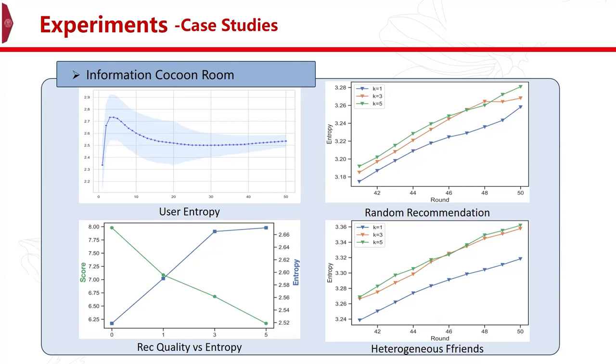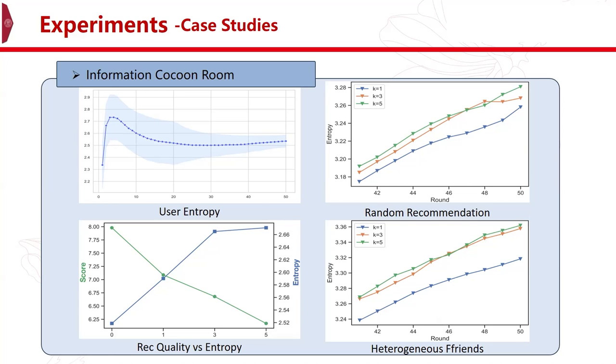However, based on the simulator, we also attempt different measures to alleviate the information cocoon problem. The first one is to incorporate some random items in the recommendation list. From the right top figure, we can see if we add more random items, then the information cocoon problem can be better alleviated. However, this leads to another problem, that is the user satisfaction with the recommendation result can be lowered. So there is a trade-off between the information cocoon problem and the user satisfaction if we use this strategy.